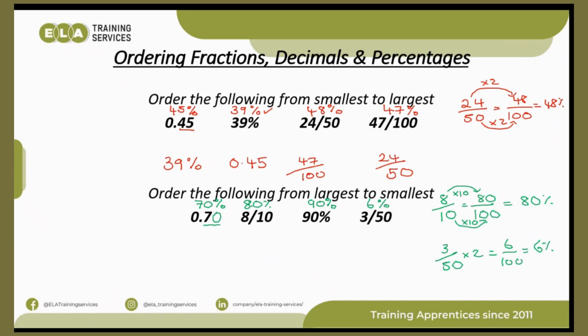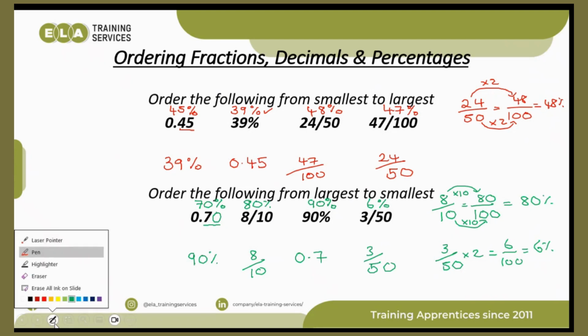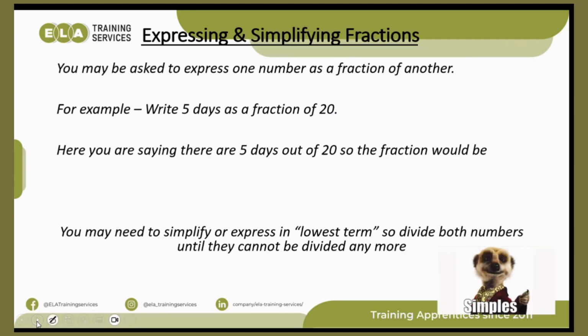Here we've got 70%, 80%, 90% and 6%. So our largest is our 90%. Then we've got 8 over 10, 0.7, and then 3 over 50. Okay, and that is everything to do with fractions, decimals, and percentages.